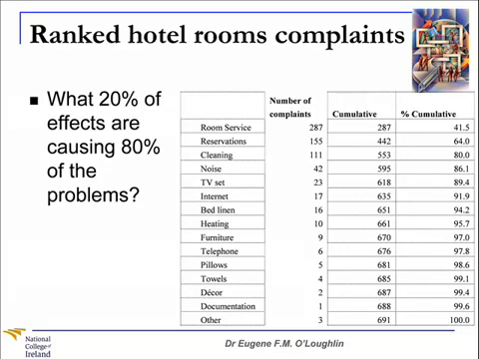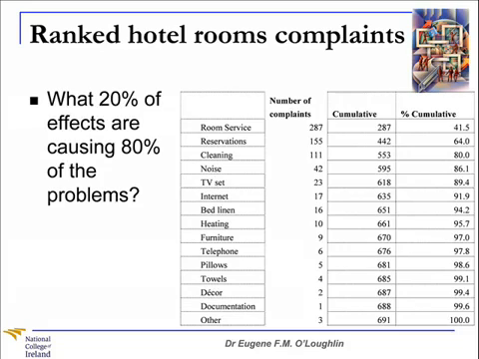And then in the next column we calculate the cumulative number of complaints. So we add, for example, the room service to reservations, that gives us 442 complaints. We add in cleaning, and that gives us 553 complaints. And we go down the list until we can see we have a total of 691 complaints.